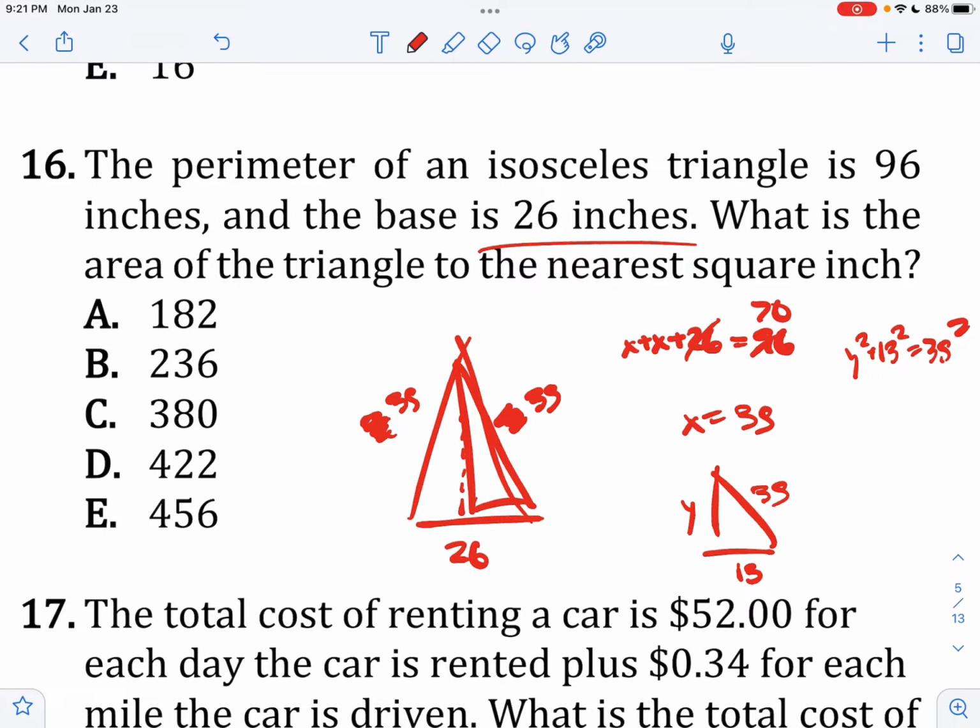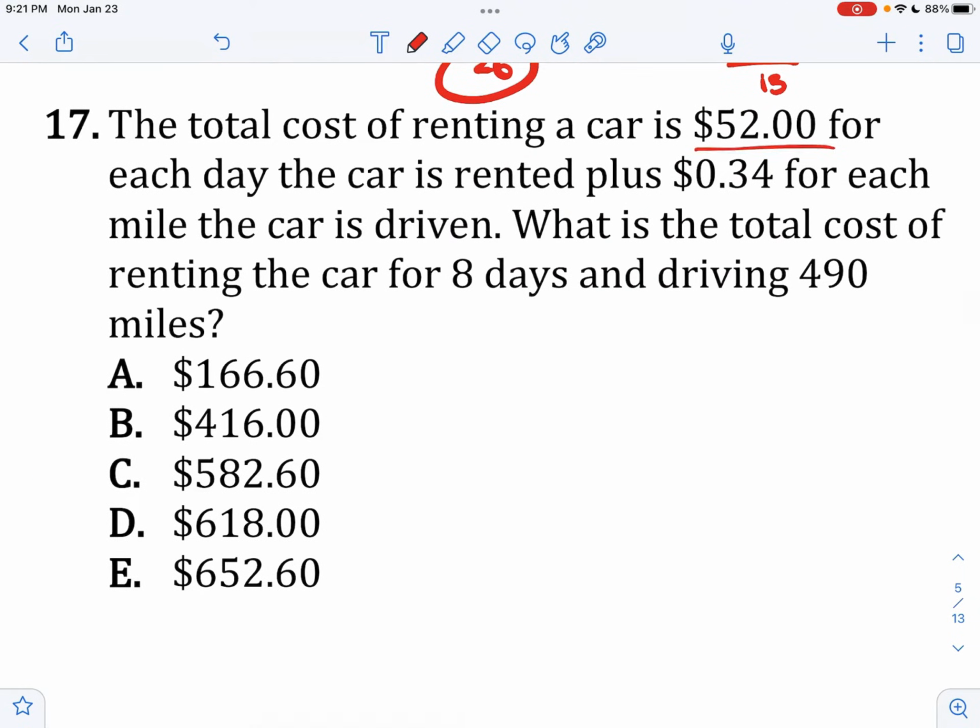Let me make sure I did that correctly. Minus 169 to the 0.5, you get 32.5. Okay, this is equal to y. That's your height. Now to calculate area, which is just half times base times height. So base times height times half. Multiply this by 26. Multiply that by half. You get 422.